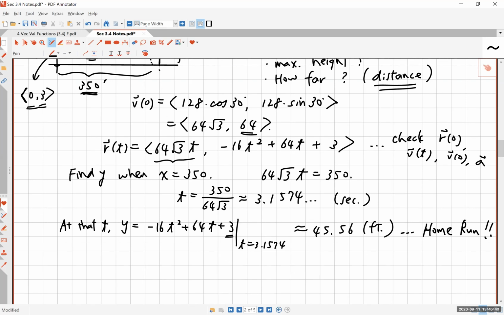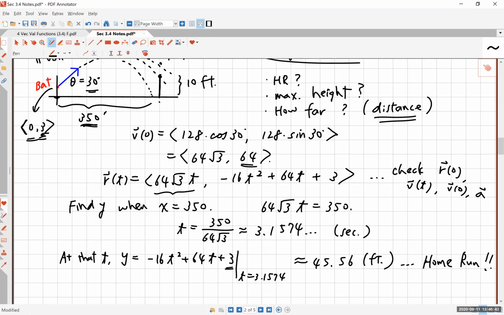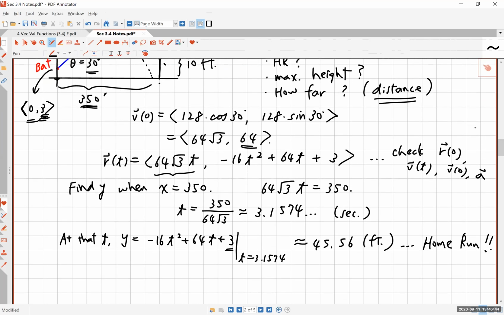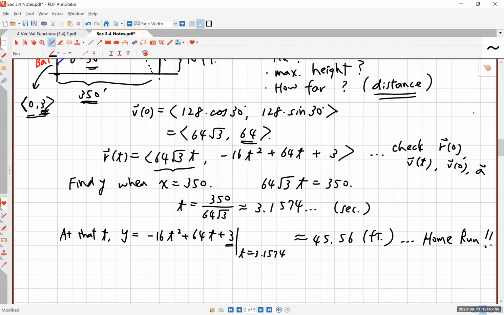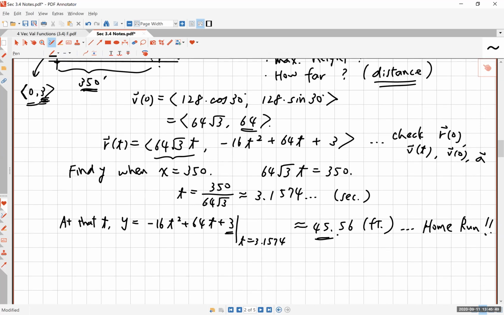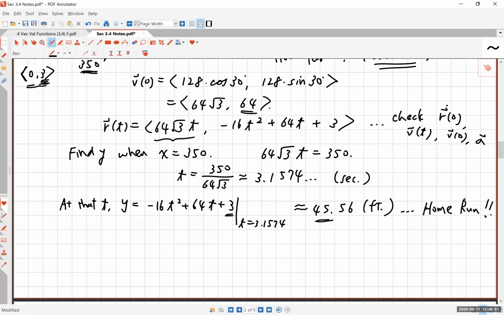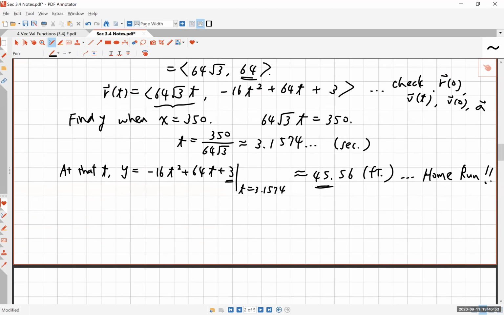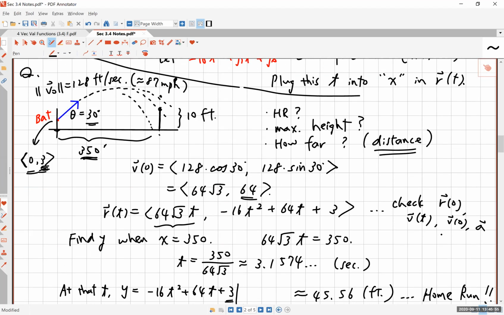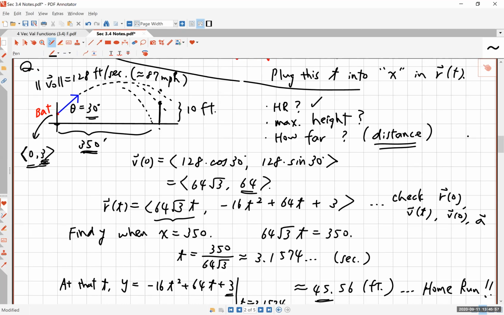And again, it doesn't matter if you start with 3 or 0. If you didn't have any initial condition, or an initial point of 0, 0, then it would have been 42 here. That's still going to clear the fence easily, and that's a home run either way. Okay, so the answer to this was yes, right? Now, what's the maximum height?